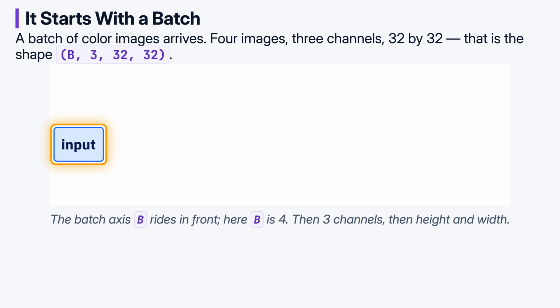It starts with a batch of color images. The batch axis B rides in front, and here B is 4 images at once. Then 3 channels, then the height and width, 32 by 32. So the shape is batch, 3, 32, 32. That order, batch, channels, height, width, holds all the way through. For now, just the input. The blocks come one at a time.